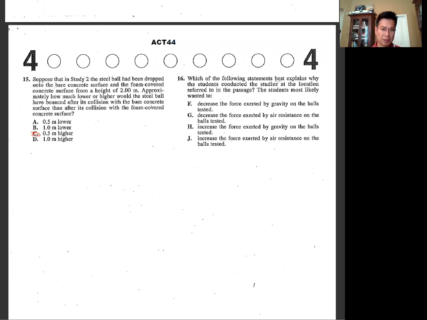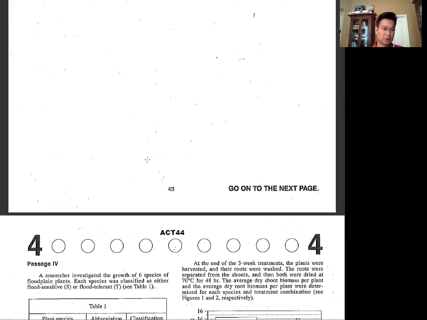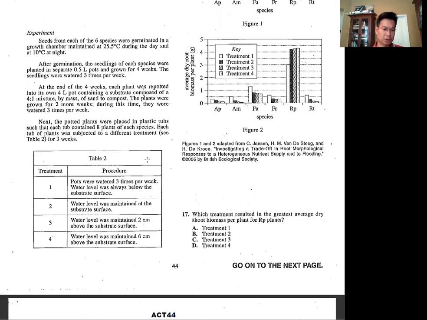16, which of the following statements best explains the student's conducted location, referred to as the most likely: decrease the force exerted by gravity, or decrease the force exerted by air resistance. Yeah, G, because resistance is always there when you drop it, right? So, okay, move on to the next passage, 17.